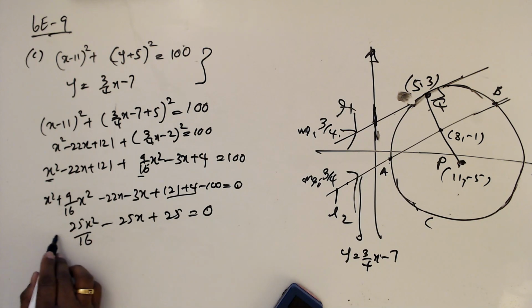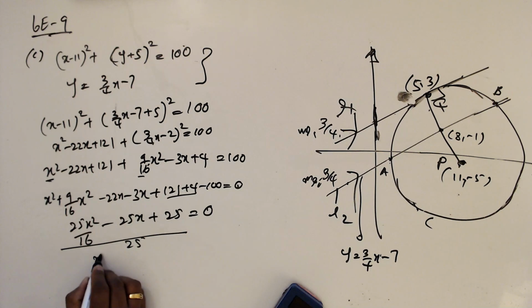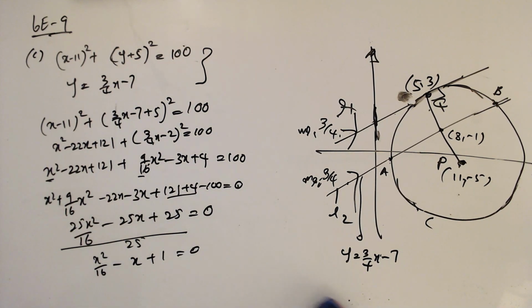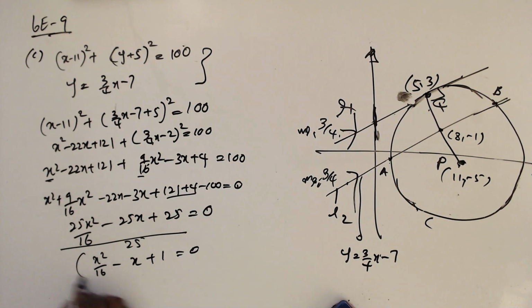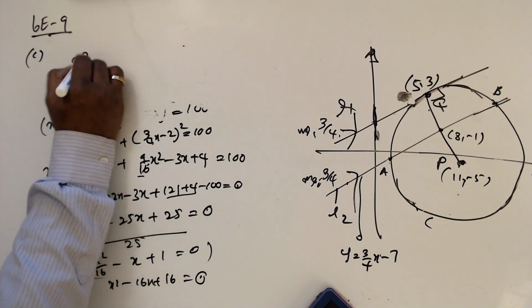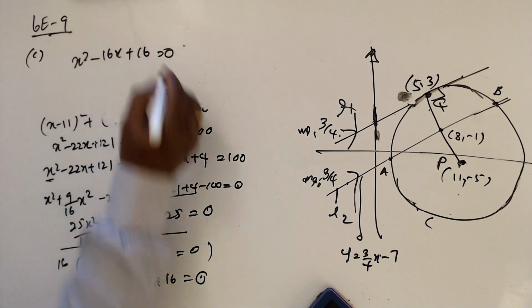I can see that I can divide the whole equation by 25. Then this is going to be x²/16 minus x plus 1 equal 0. It means now I multiply the whole equation by 16. x² − 16x + 16 equal 0. Now, x² − 16x + 16 equal 0.